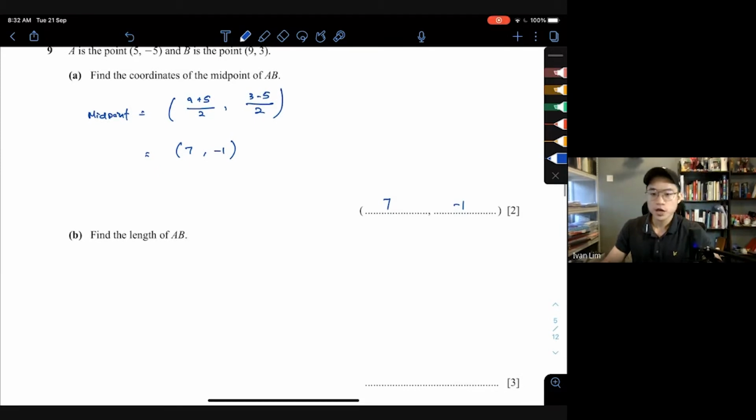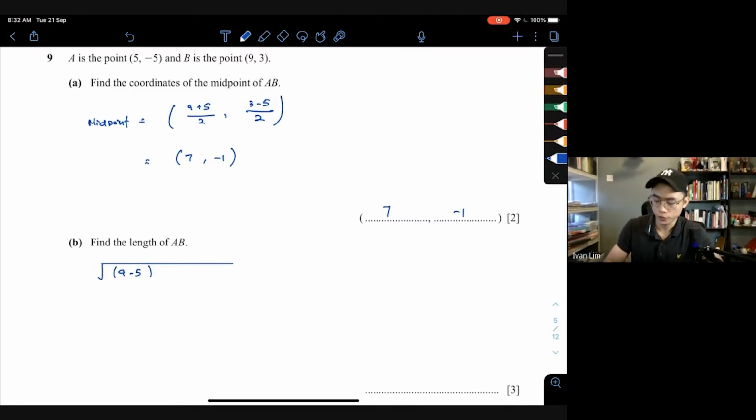Second one, find the length of AB. So it will be x1 minus x2 squared plus y1 minus y2 squared. It doesn't matter which one you take as point 1 or point 2. Up to you. You'll get the same answer. So 9 minus 5 squared plus 3 minus 5 squared. So 4 squared plus 8 squared. You'll get 80, or 8.94.